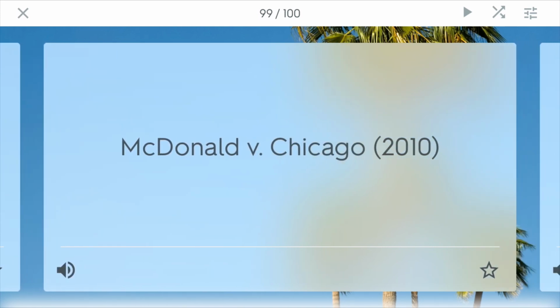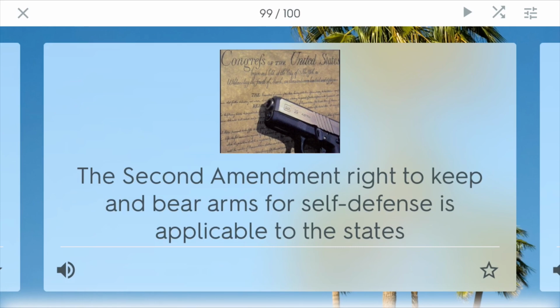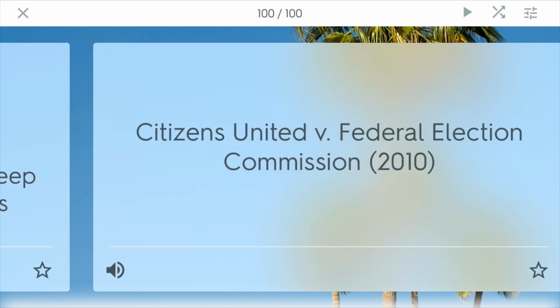In McDonald versus Chicago, 2010, the Second Amendment right to keep and bear arms for self-defense was applied. Mr. McDonald wanted to buy a gun for protection in Chicago, but a recent ordinance had prohibited residents in his area from doing so. So with this ruling, he was able to get his gun rights back.